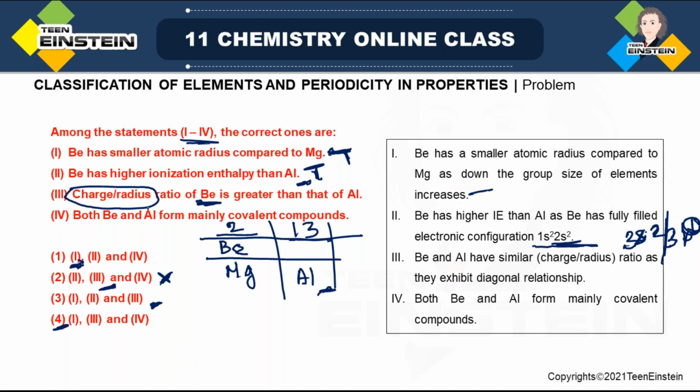because the charge by radius ratio is actually the same for both these elements, Be and Li. So that is why 3 cannot be correct, it is false, and this is true. So 1, 2 and 4, these 3 are correct. So 1, 2, 4 correct means option 1 should be the correct option.